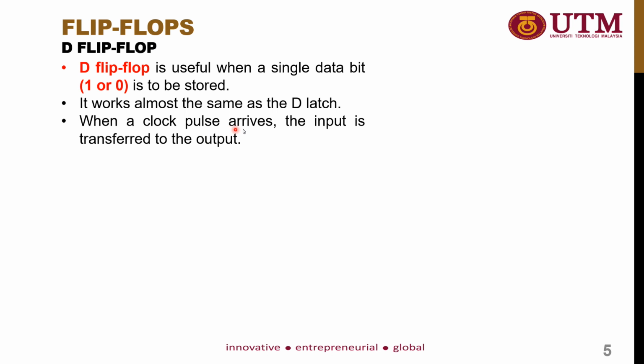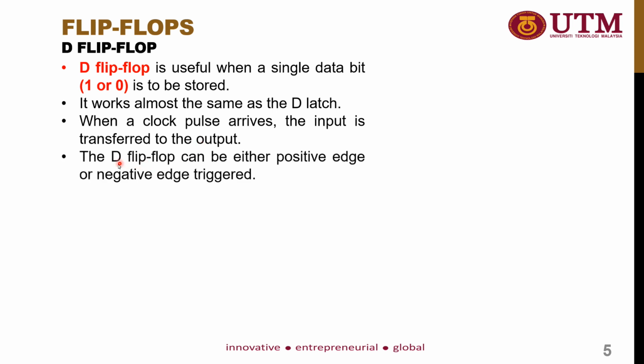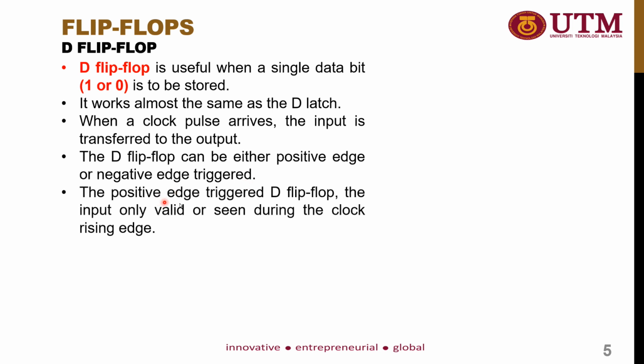When a clock pulse arrives, the input is transferred to the output. Only when a clock pulse arrives will the output see the current input. Okay, the D flip-flop can be either positive edge or negative edge triggered. If you want to know whether it is positive or negative edge triggered, you can just observe the logic circuit in the question. For the positive edge triggered D flip-flop, the input is only valid, or seen, during the clock rising edge.